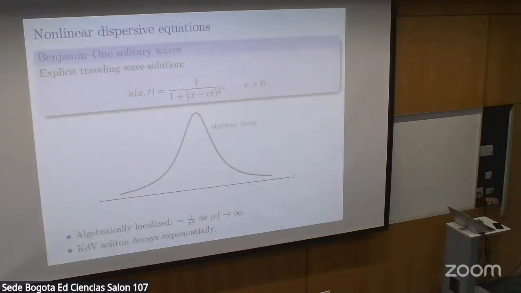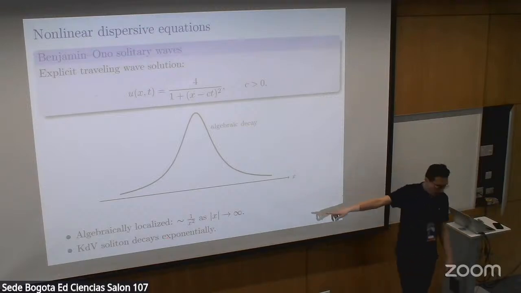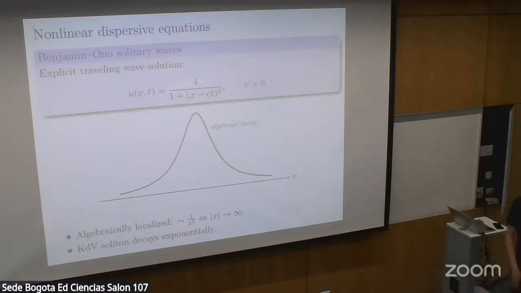The solitary waves of this equation look more or less like this. They decay algebraically. They look like polynomial decay, essentially. I just want to point out that if you compare with KdV, KdV is decaying exponentially. So this is the difference between those two, which is nice.